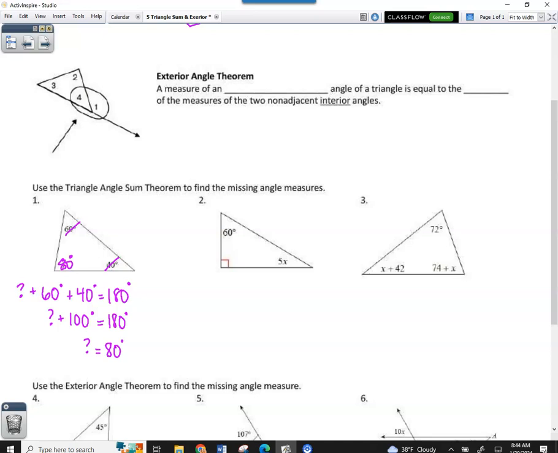Same exact principle, it's just a more challenging picture. It's still going to add to 180. It does not really get more challenging, the equations just get longer. Now you could use the subtraction method here. You could take your total, subtract off the angles you absolutely know, and then you would be left with an angle that you need to find.